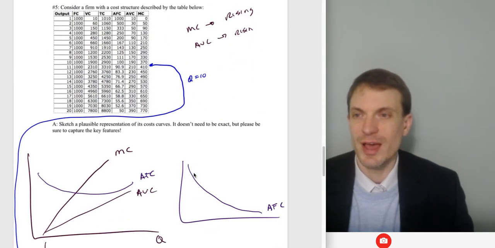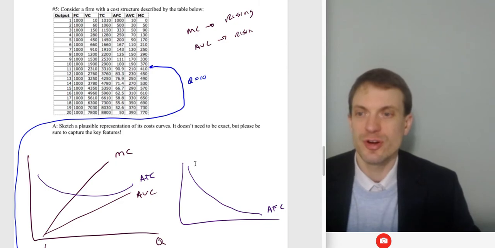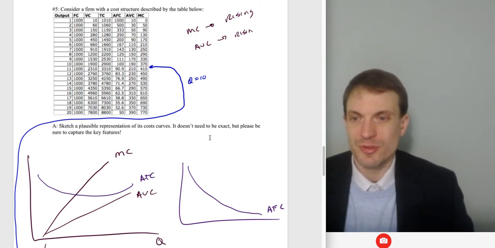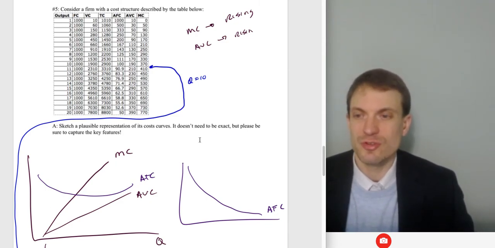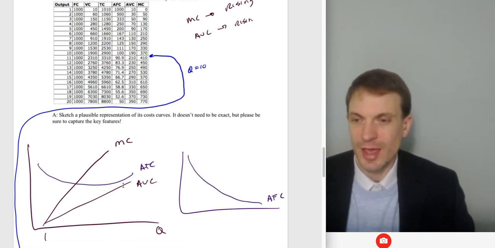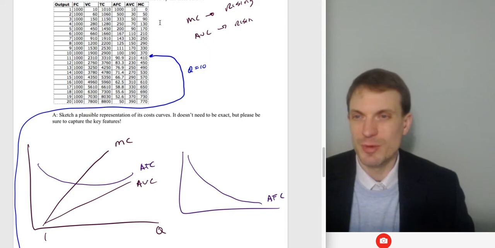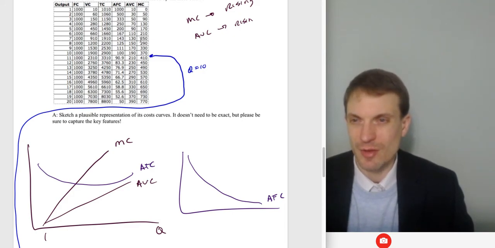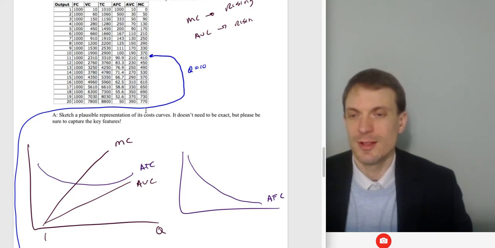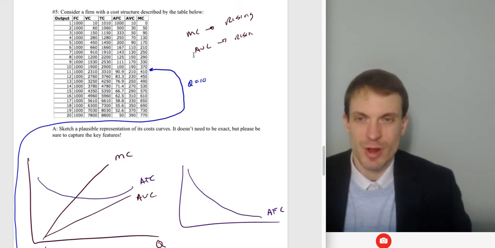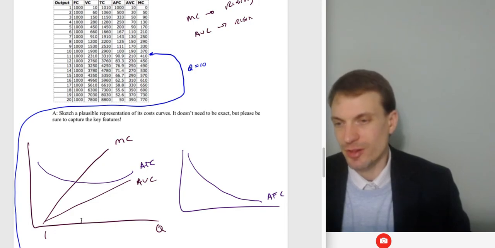All right, question 5. Consider the firm with this cost structure. Sketch a plausible representation of the cost curves. Doesn't need to be exact. Just try to capture the features. That's this. Average total cost is going to be U-shaped. Marginal cost is rising, average variable cost is rising. I've drawn these as plausibly linear because we don't have marginal cost dipping down then rising, nor do we have average variable cost dipping down and then rising. Right? Marginal cost is rising, average variable cost is rising, so I've drawn it like this.